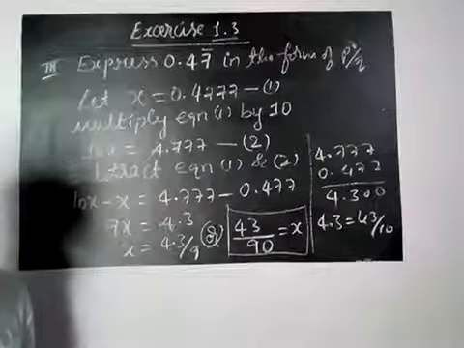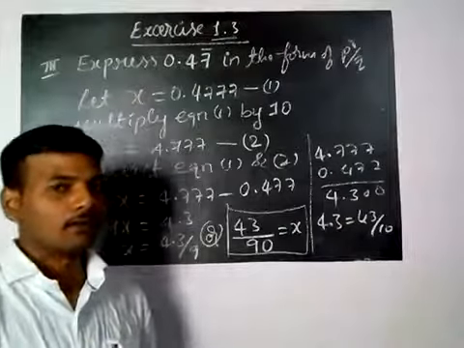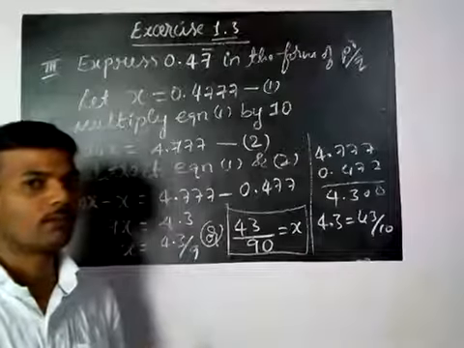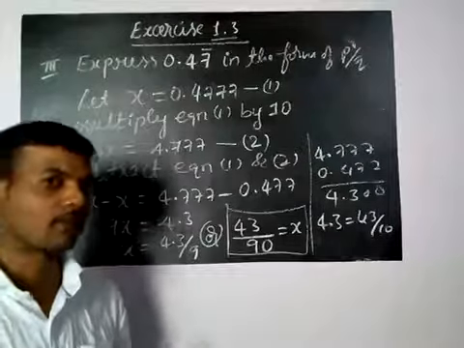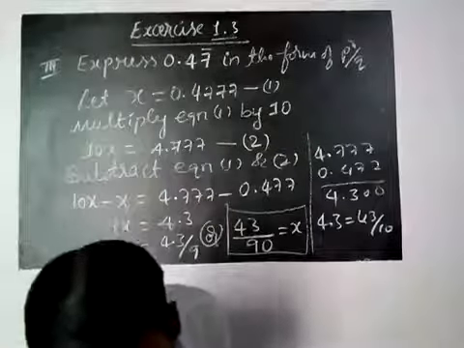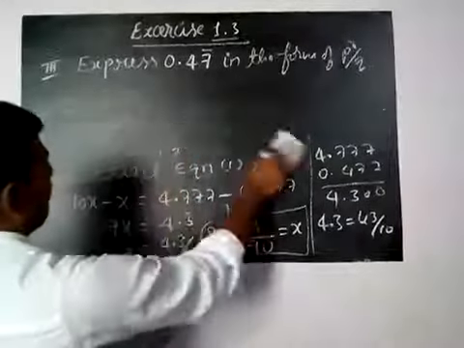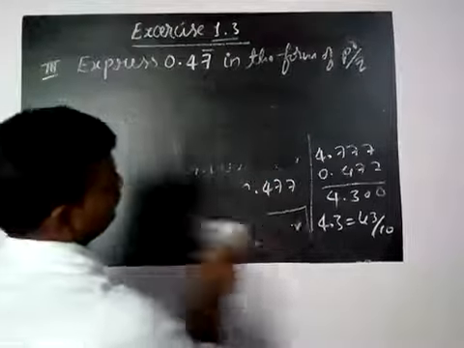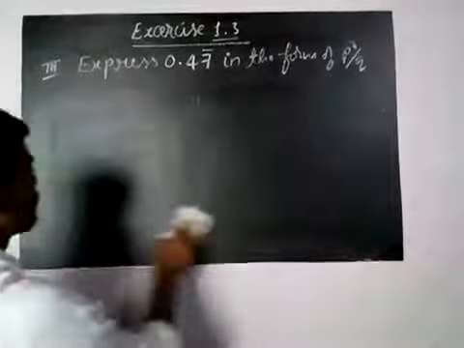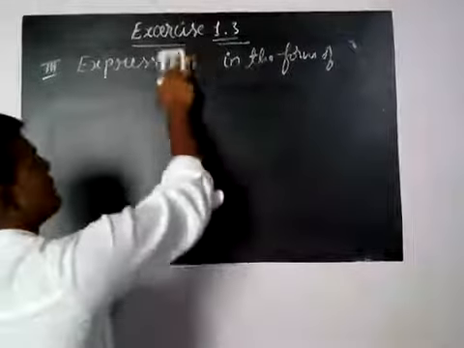In this way we can convert the given non-terminating recurring decimal expansions into p by q form, as we studied in the previous class. Okay, let me take one more example about this. If you have any doubts, you may comment in the comment box.